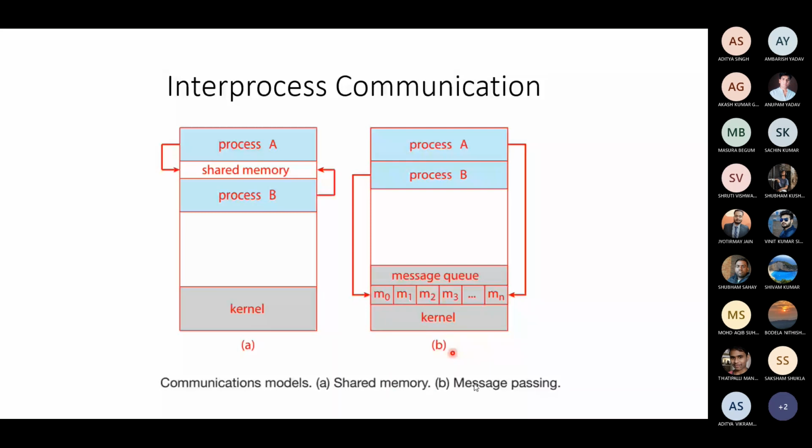But in message passing, you have a queue maintained in the kernel, which has nothing to do with sharing. M1, M2, M3 are some messages. Process A will access from one side, and Process B can access from the other side. Some other system calls are used for this, but it is not shared, it is one-to-one. Process A will write something and Process B will go and read it, by sending a message one-to-one.